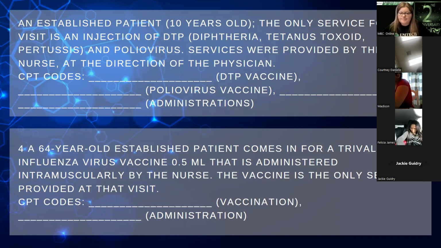So we're gonna go to administration. For the first vaccine, for the DTP, that will be 90472 or 90471. Nope, it'll actually be the 90460 because it was the first one. And with counseling, the patient's 10 years old. So they're under 18, so we got to use the 90460 for the first vaccine.